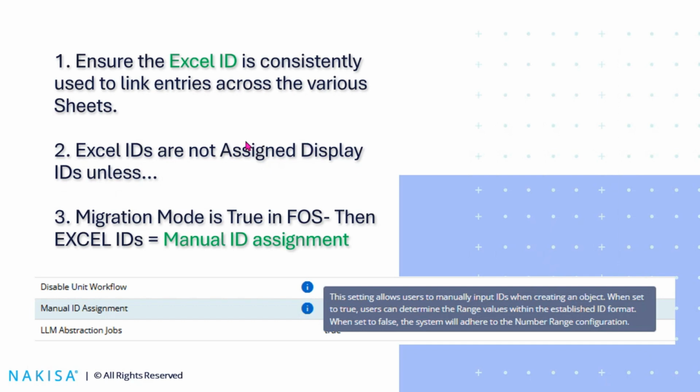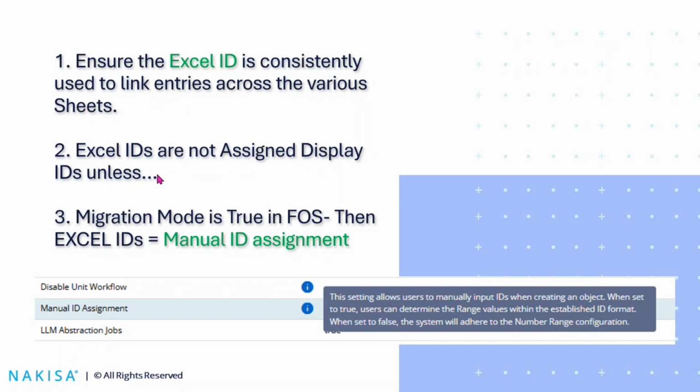The first one I want to cover is Excel ID. We have to ensure that the Excel ID is consistently used between the objects to link the entries across the various sheets. So if you have a master agreement creation, the Excel ID for the master agreement needs to be linked to a contract. And the Excel ID for the contract needs to be linked to a lease component. I will show this in the Excel.